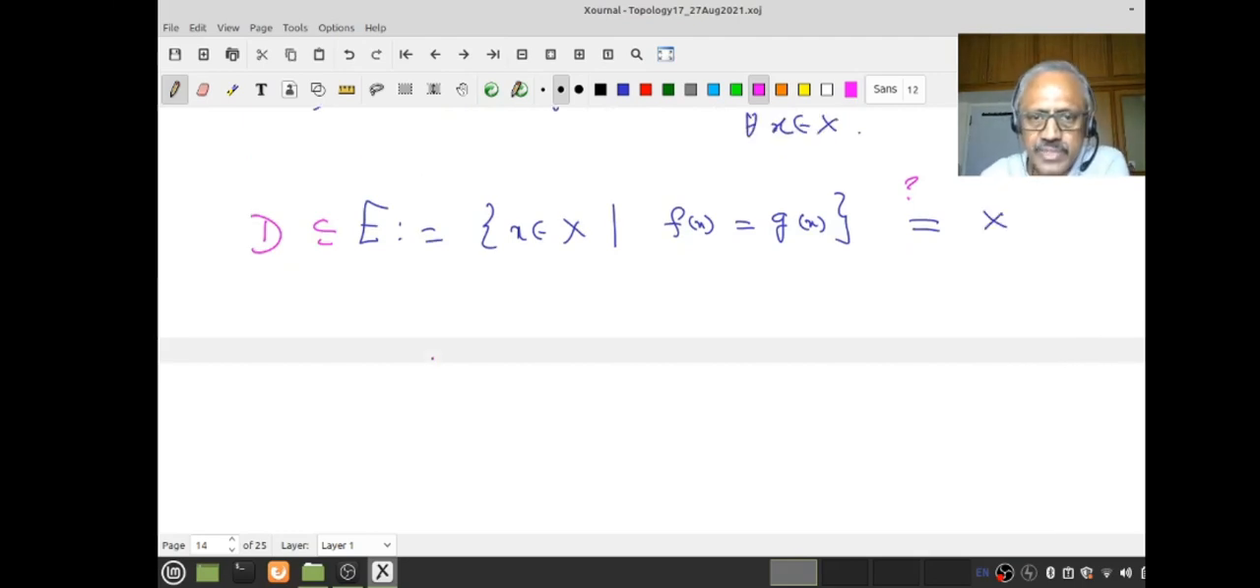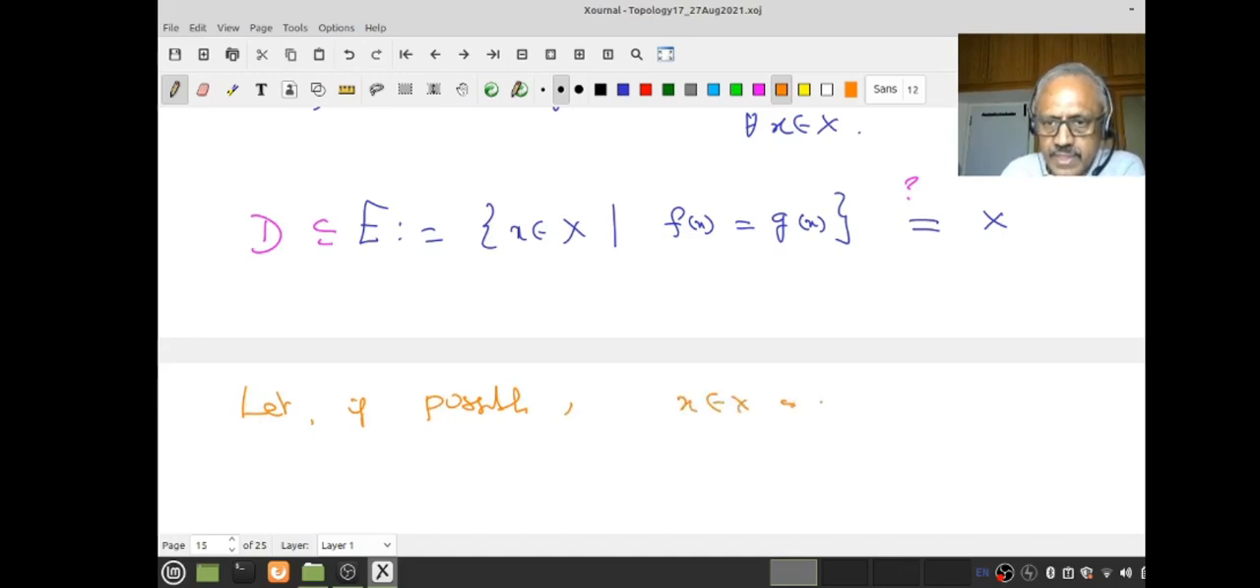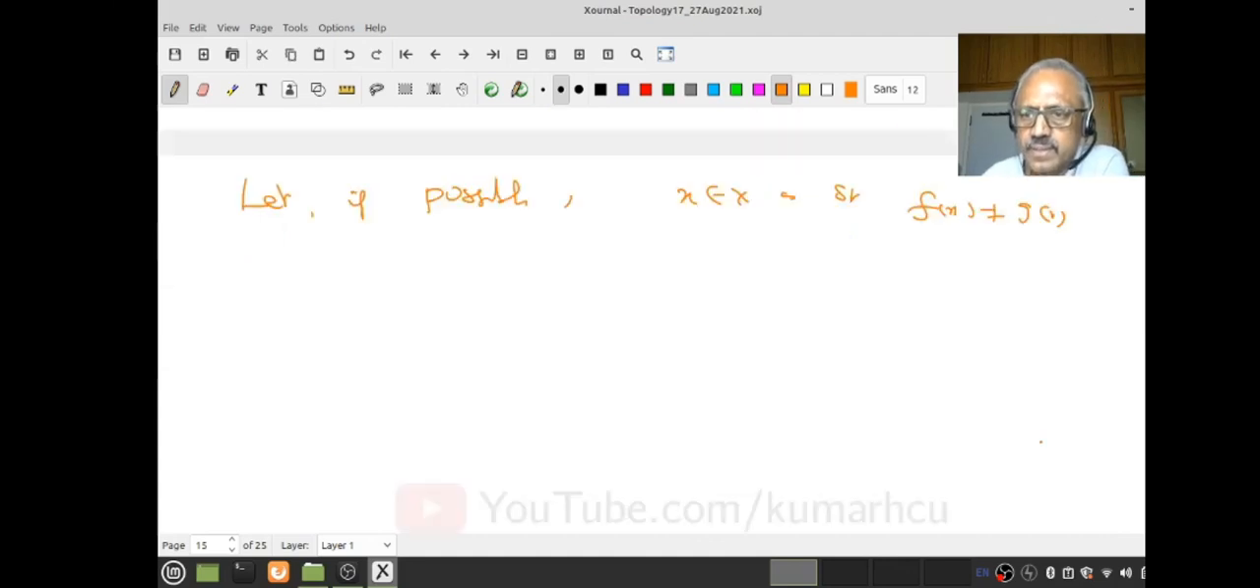Now, suppose there exists x in X, let, if possible, such that f(x) is not equal to g(x). Then I can find two open sets. I do not know what f(x) is, what g(x) is, but let's not worry about that. This is my V1, this is my V2, so that you can see V1 intersect V2 is empty.